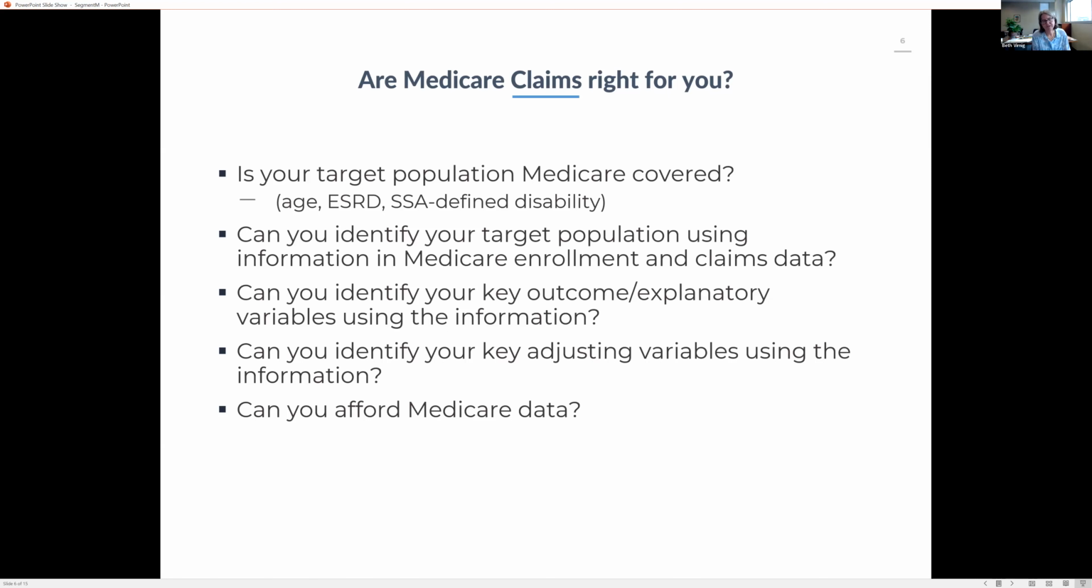So that's just an example where you really do want to think about whether, in terms of generalizability, the population and the condition you want to study, whether Medicare is the right program. The next question is whether you can identify your population using information in Medicare claims and enrollment data.